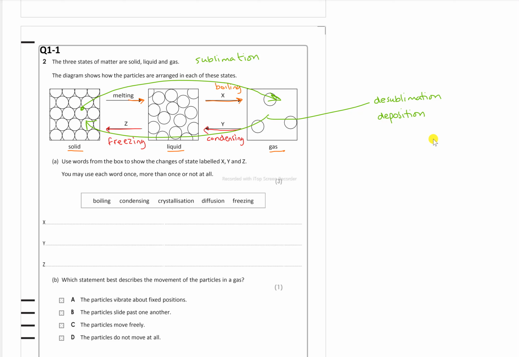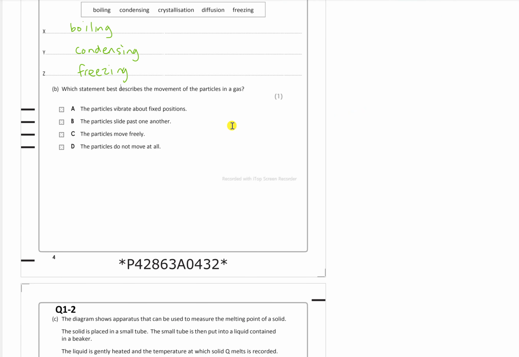So X is boiling, Y is condensing, and Z is freezing. Right. Which statement best describes the movement of particles? So it's this bit here, in a gas. So they don't vibrate, so it's not that. Particles slide past one another? No, that's in a liquid. Particles do not move at all? No, that's not true. So that just leaves C.